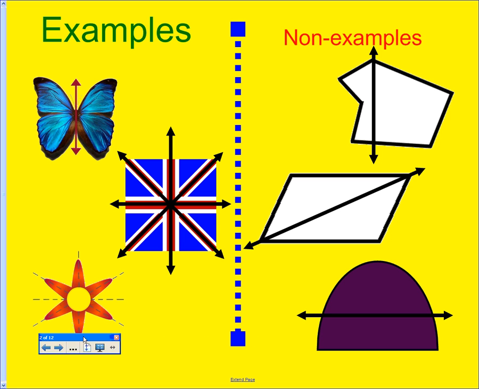So over here on the left are some examples of symmetry. Notice that if we were to fold these shapes along where these arrows are, both sides of the arrow would match up exactly the same. Over here are some non-examples. In other words, these are not examples of symmetry.